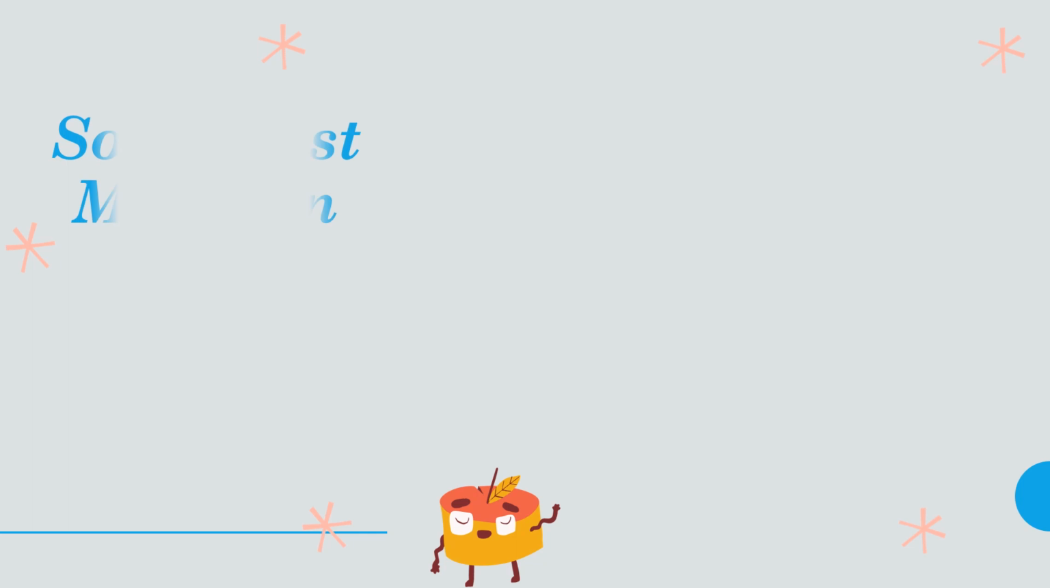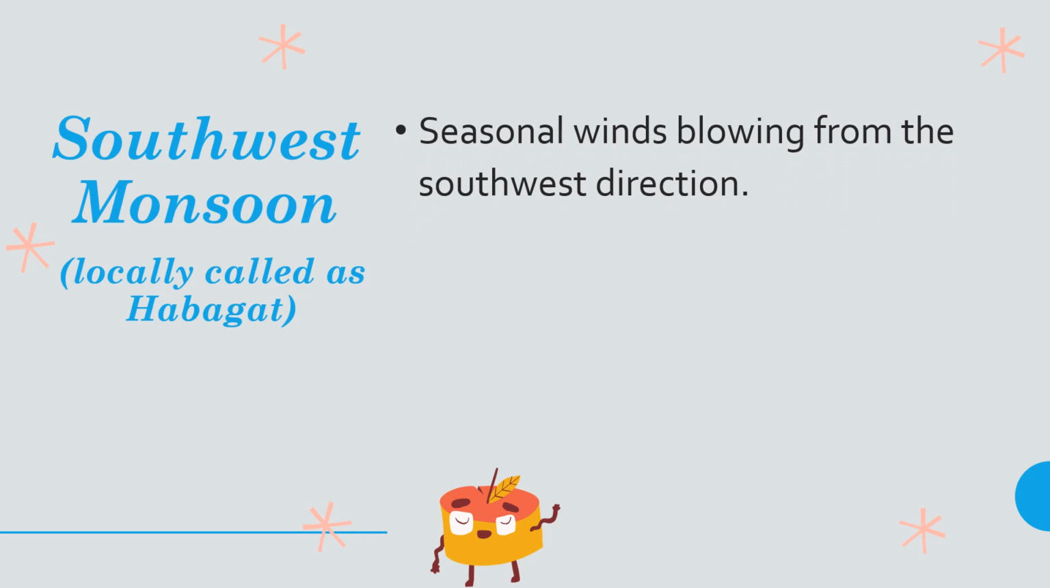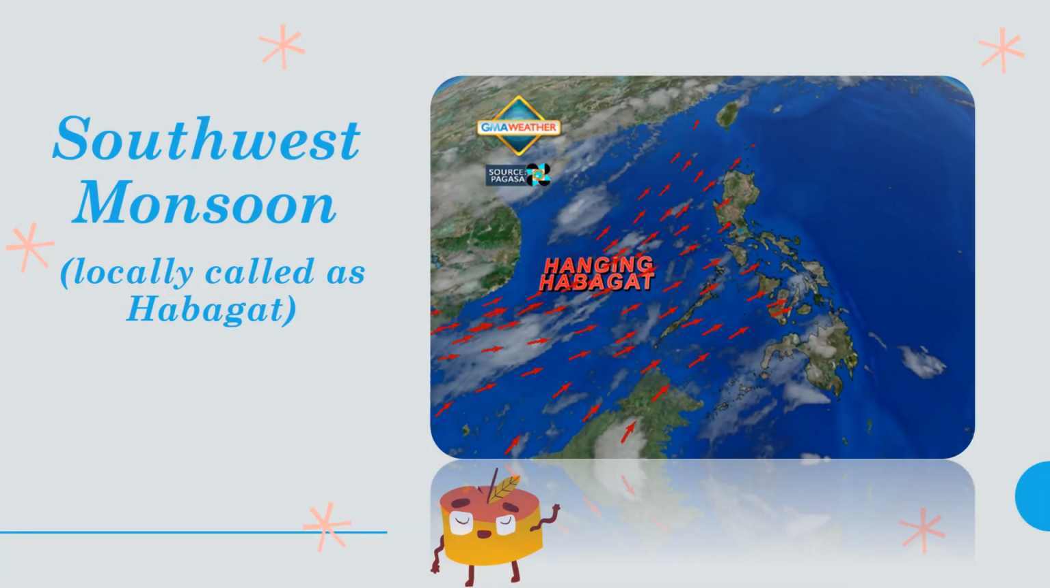This is called the southwest monsoon, or locally called hanging habagat. The seasonal winds are winds blowing from the southwest direction. This is characterized by hot and humid weather with frequent heavy rainfall and a prevailing wind from the west. The hanging habagat causes extensive cloud development and rainfall at the western sections of the country.